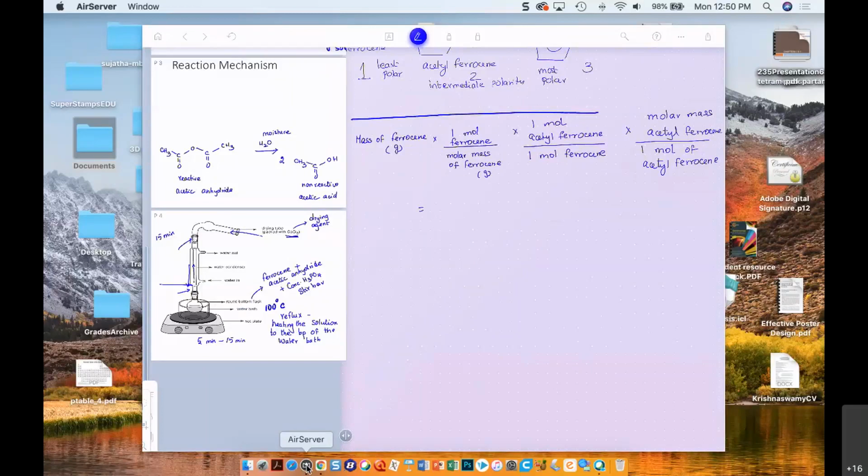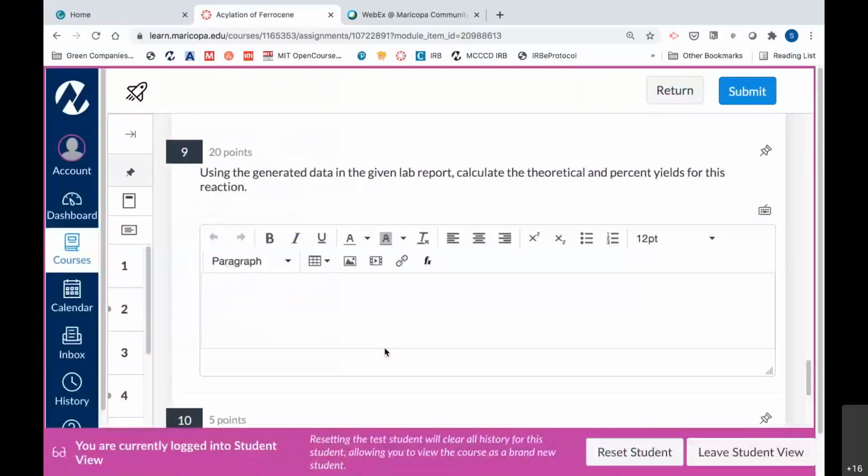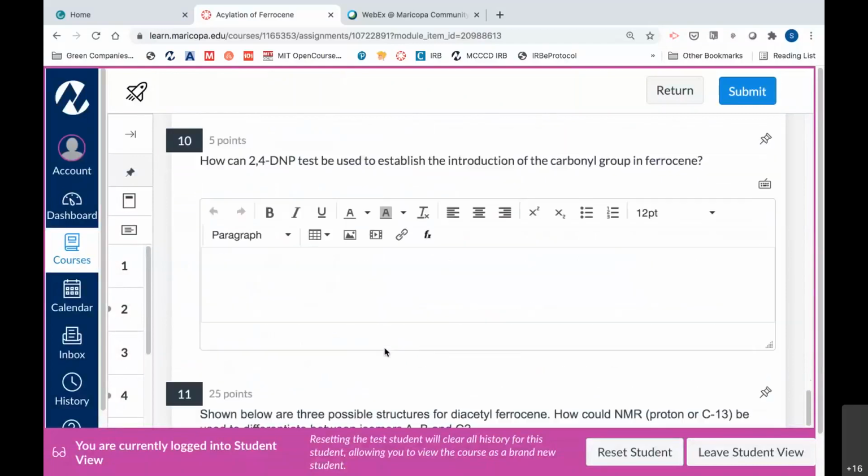I've also given you the actual yield. It's generated data, and you should be able to get the percent yield. So this would be the theoretical yield of acetylferrocene. I'll write TY. So I've given you the actual yield. Actual divided by theoretical times 100 will give you the percent yield. So you should be able to calculate that. The molar masses should be available for you to wrap up the calculation.